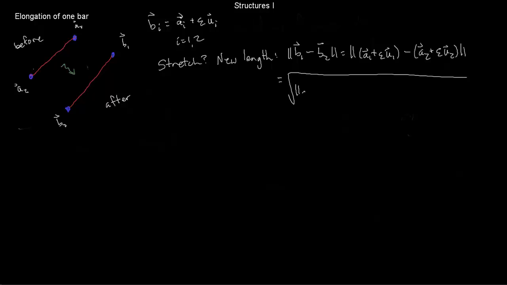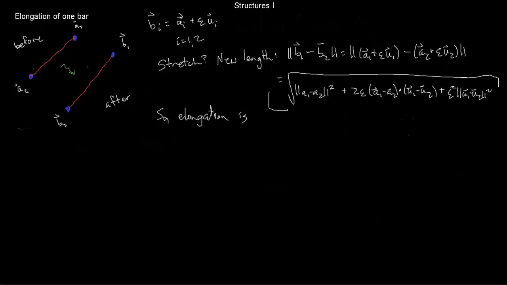I can write this out as a big square root by combining the A1 and the A2 and moving the minus sign through. So I get the square root of the norm of A1 minus A2 squared, plus 2 epsilon times the following dot product, A1 minus A2 dot U1 minus U2, plus epsilon squared times the norm of U1 minus U2 squared. And this is the new length of the bar after I've moved the endpoints. So the elongation is going to be this quantity, this giant square root, minus the original length of the bar. I've written squared here, but it should just say the norm of A1 minus A2. So it's not squared there. It's just the length of the original bar.